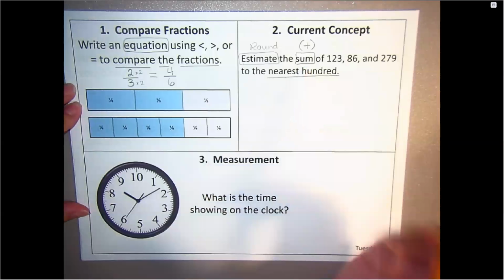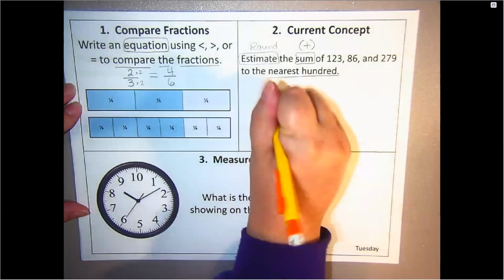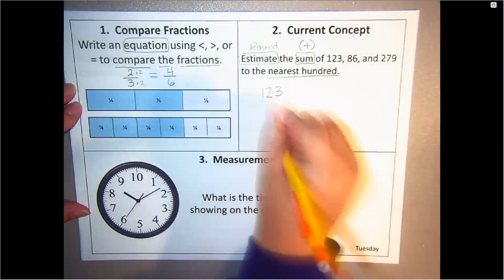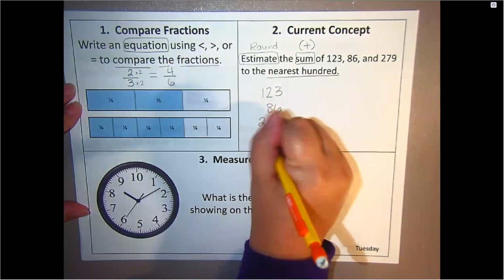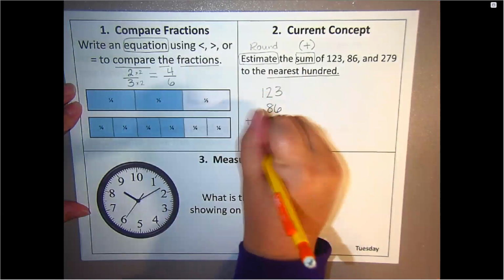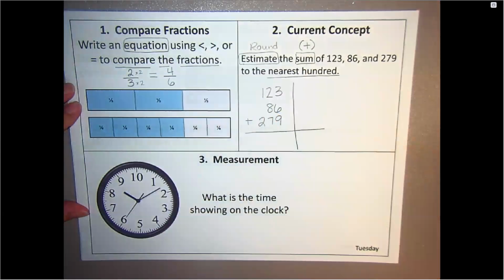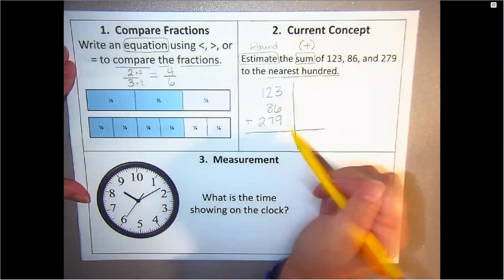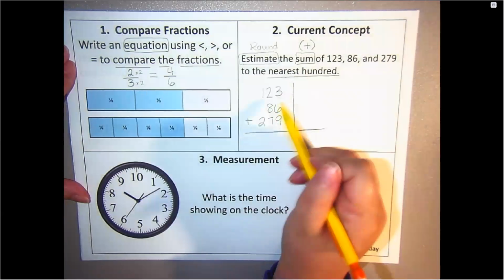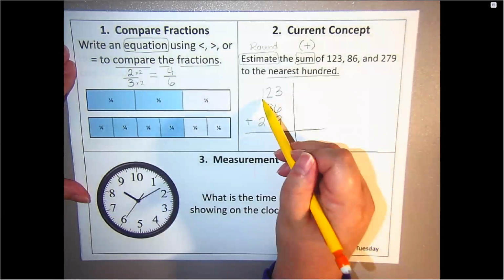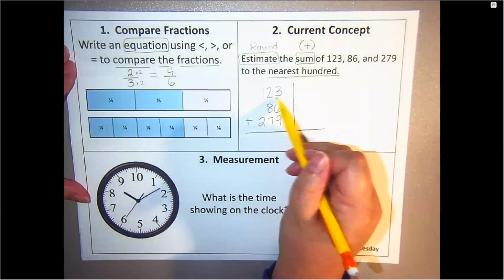So I'm going to take my numbers 123, 86, and 279, and I'm going to add them together. But again, they don't want the real answer, they want an estimate. So I'm going to round each of these numbers to the nearest hundred. I know that the hundreds place is the third place to the left of the ones.